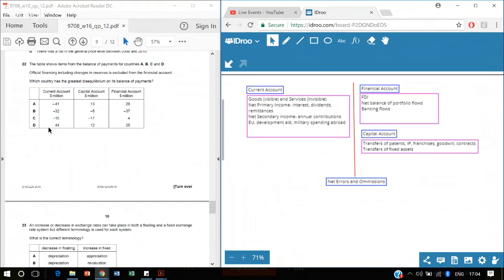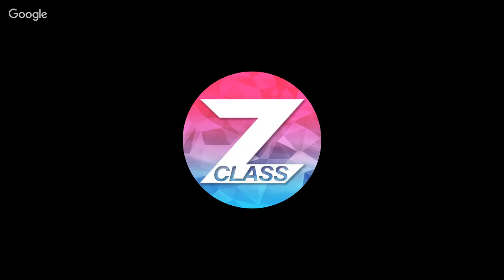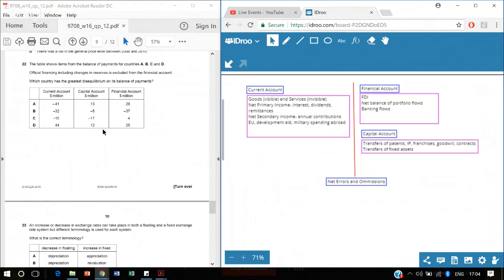So the greatest disequilibrium is going to be D, where the three added up are the greatest. But for example, when you add them all up, country B is a massive disequilibrium as well, all on the deficit side, but at an absolute level not as big as these ones, right?